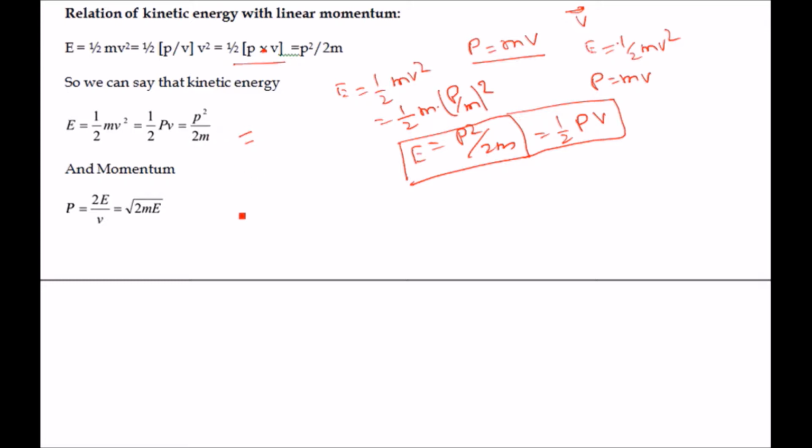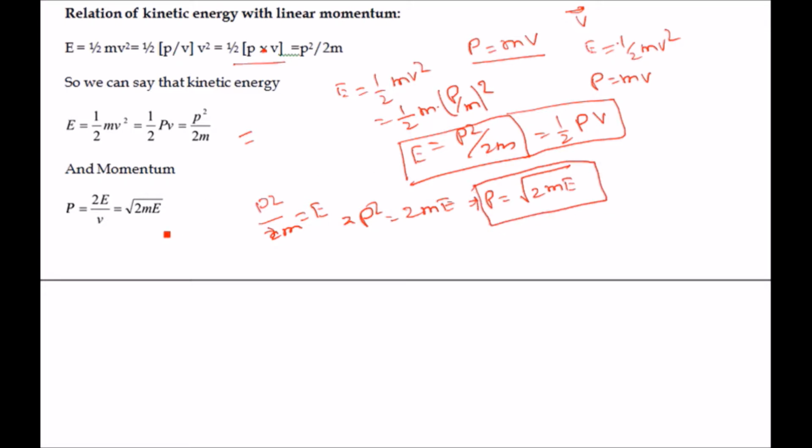And how will the momentum be linked with energy? As we learned, p square by 2m is equal to E, so p square is equal to 2mE, and p is equal to square root of 2mE. So momentum is equal to square root of 2mE. This is the relation between kinetic energy and momentum.